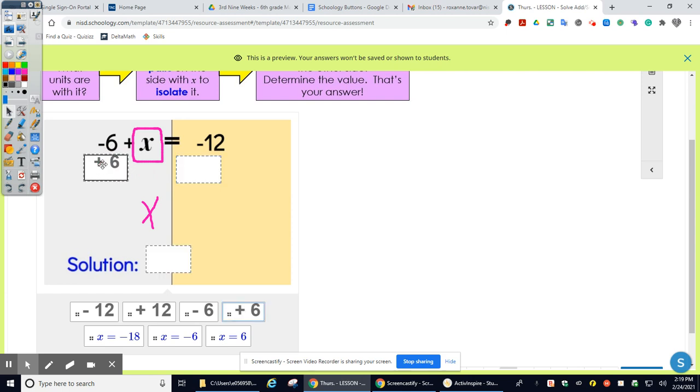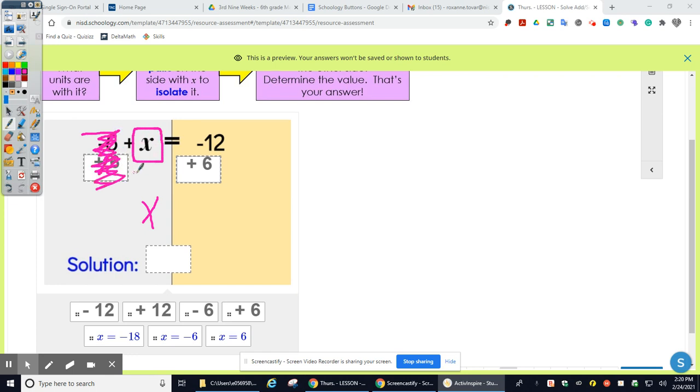Remember the pirates and the ninjas? If you have 6 pirates and 6 ninjas, they're gone, right? But what you do to one side, you have to do the exact same thing to the other side. So if you're going to add 6 to this side, you now have to add 6 to the other side. Okay? That's what keeps it balanced. That's what keeps everything going, right? So now these 6's are gone.